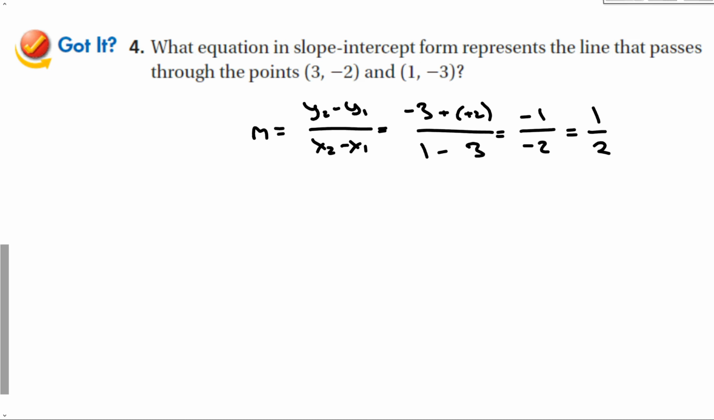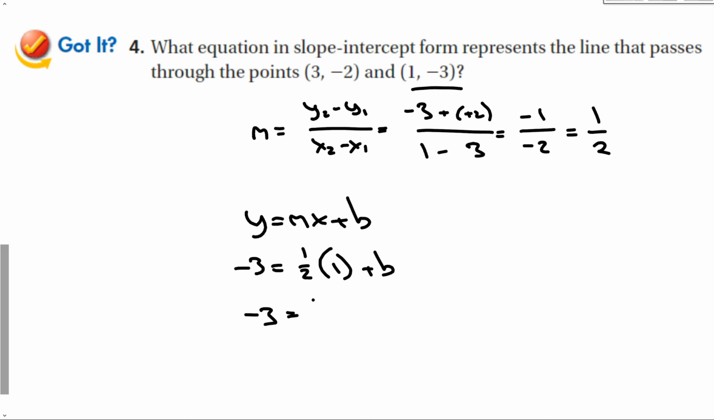Okay. Neither one of these two points looks particularly easier, so let's just pick the one that's got one number that's smaller. So y is equal to mx plus b. So y is -3, my slope is 1/2, x is 1, plus b. So that's -3 is equal to 1/2 plus b.